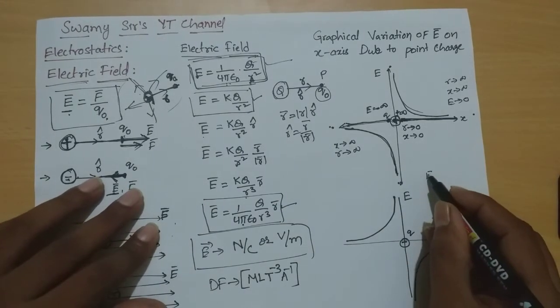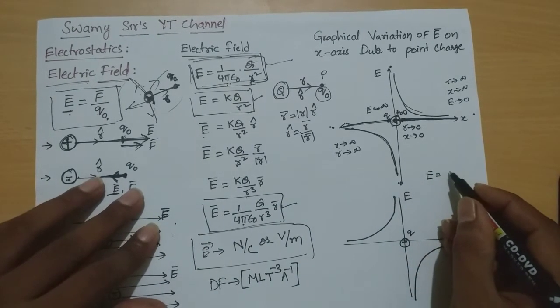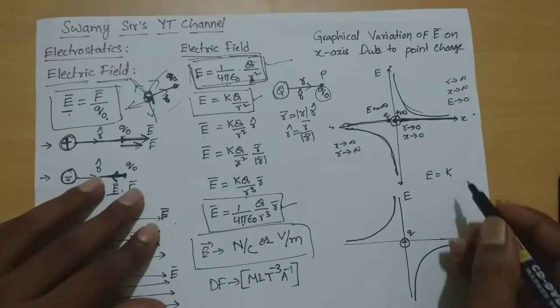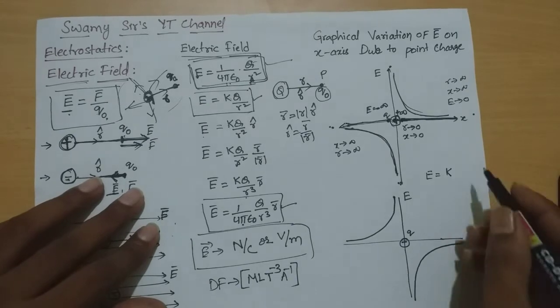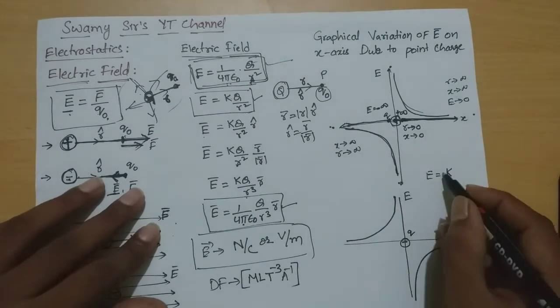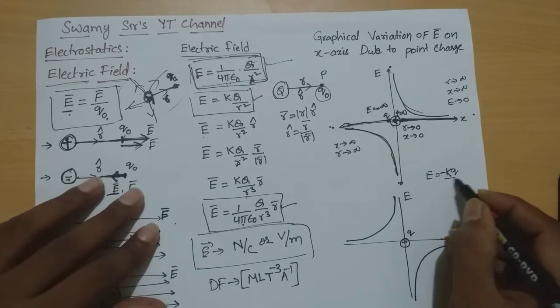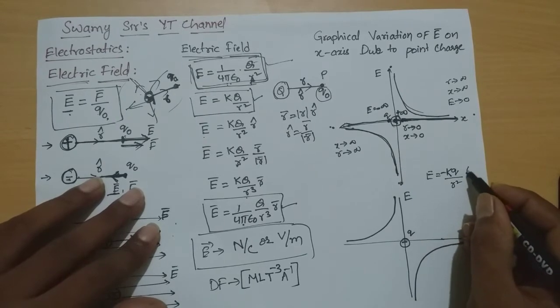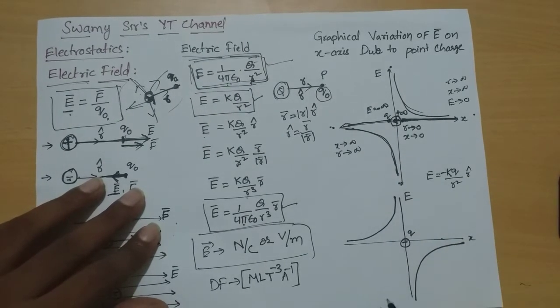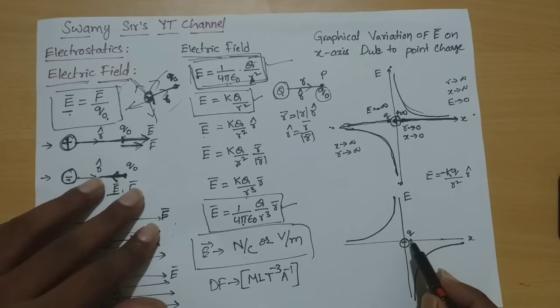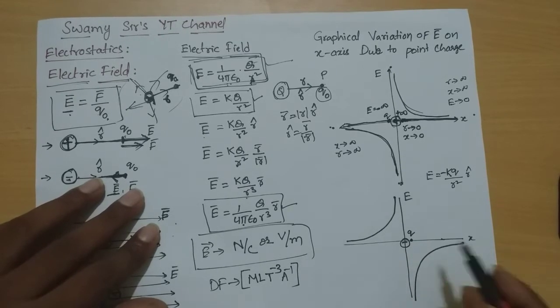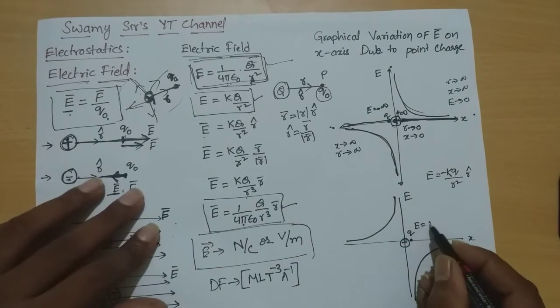First you have to remember the formula. E equals 1 by 4 pi epsilon, I am writing k q by r square. Here we have to write the vector form. Q is negative, so minus q by r square into r cap. This is the vector form. Very close to the charge, electric field is infinity.